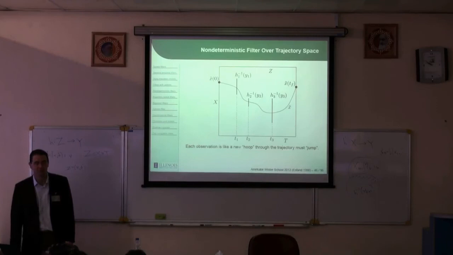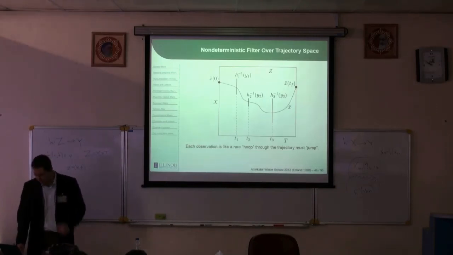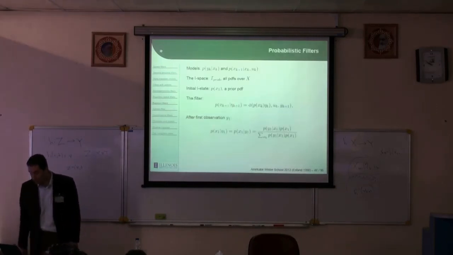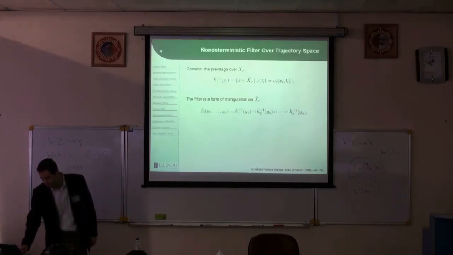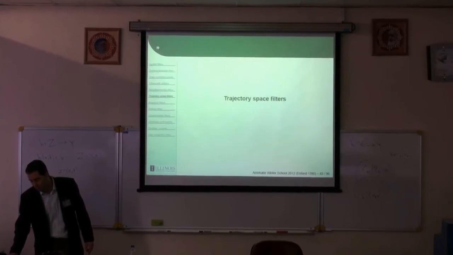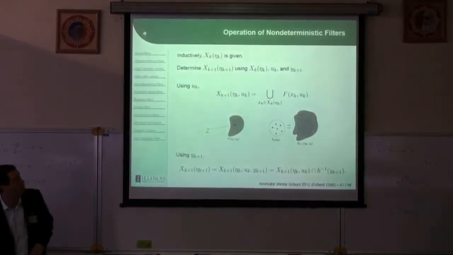Other questions? All right, good. I'm glad people are asking. That's good. All right. Bayesian filters. So I want to go back to this. The non-deterministic one I just gave here over trajectory space, forget about for a moment and go back to this.